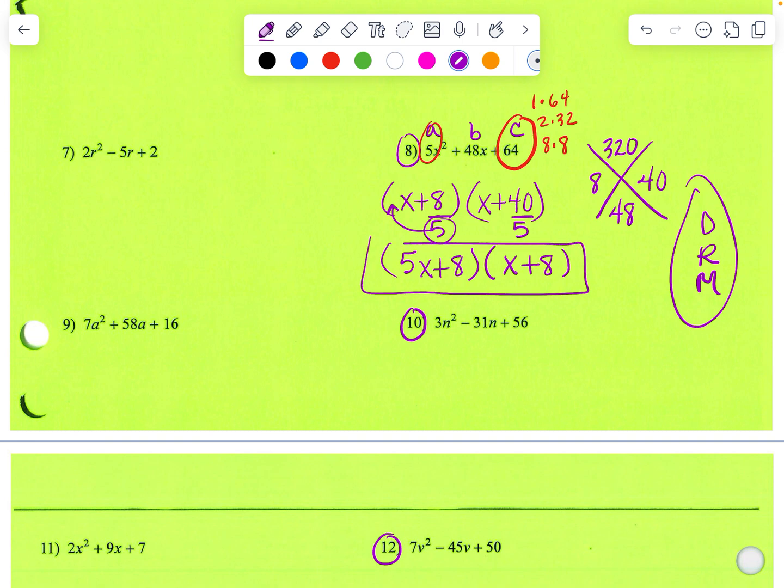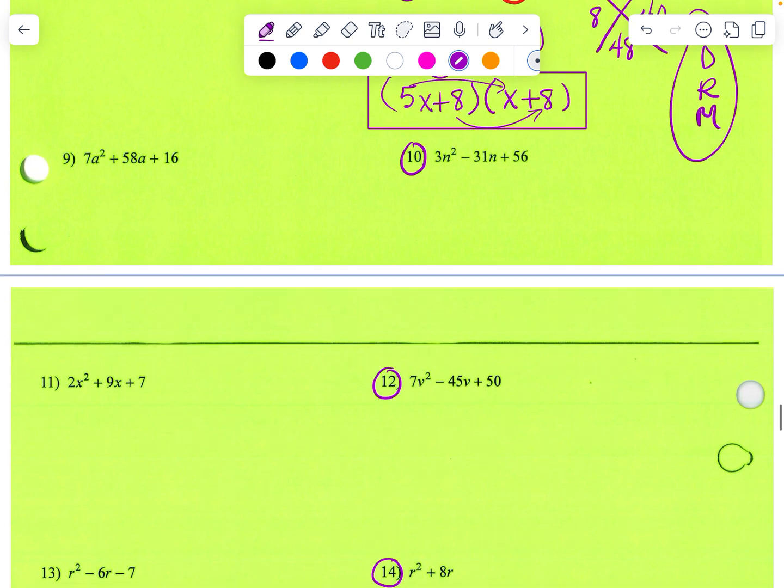If you did a simple check on this one and did the first part of FOIL and the last part of FOIL, hopefully you'd realize 5 times x is 5x squared, and 8 times 8 gives you that 64. And if you compare that to the original problem, that's exactly what you're seeing: a 5x squared in the front, and a 64 at the back. So that's a good indication that you probably did it right.